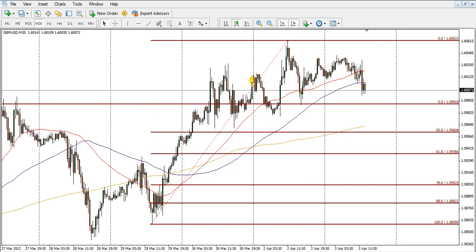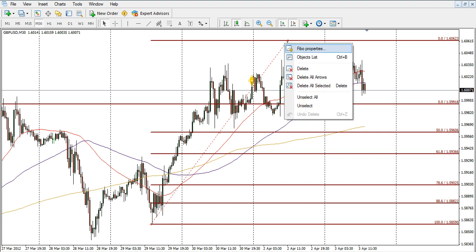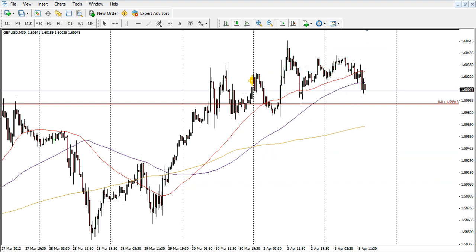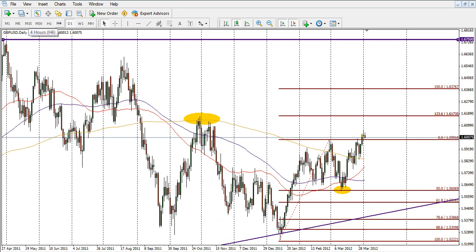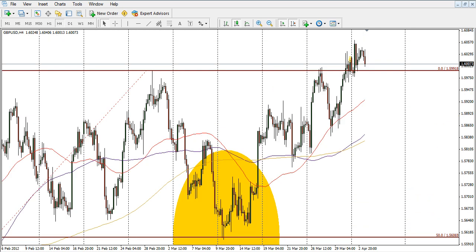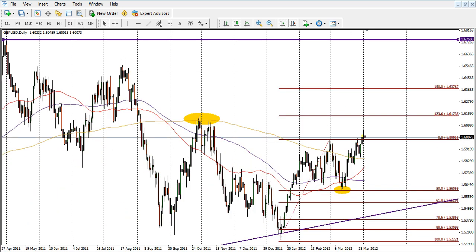Now the key line in the sand this week, for me, would be that 1.5991. If we get some sort of sell-off, that'll be the key level that people will be looking at for a little dip buying opportunity. But it's still a nice uptrend, especially on the 4 hour as well. But the daily and weekly look very, very bullish indeed on cable.